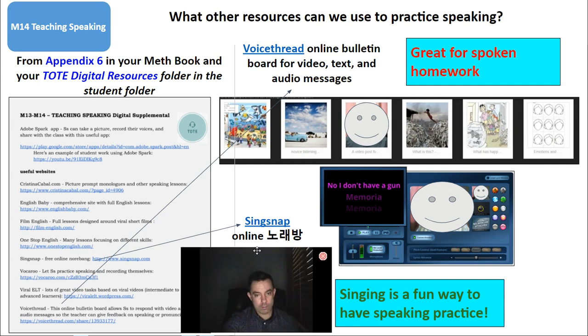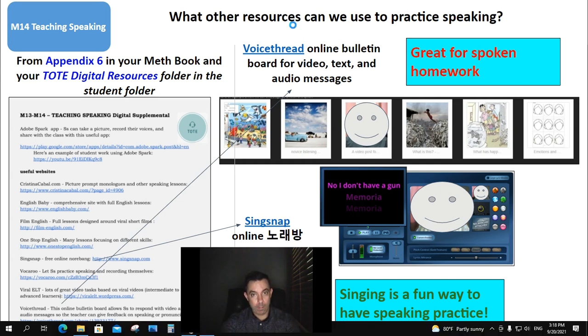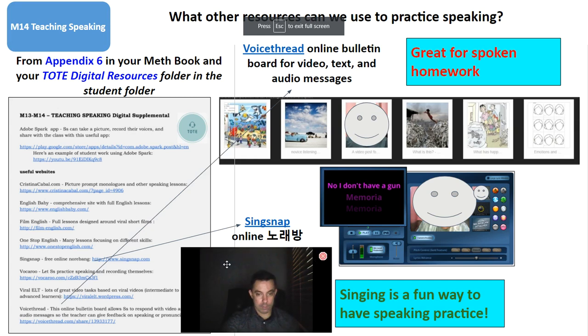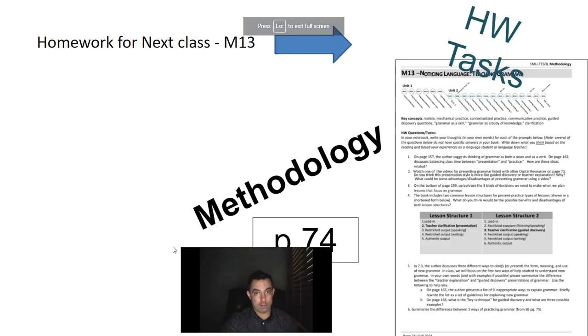There's another one which is kind of fun. It's not really speaking, it's more like singing. SingSnap is an online noraebang, and it was completely free. And I actually went to this online noraebang and I checked it out. And yeah, that was me. I think I was singing Gangnam Style. Don't tell anybody. Okay, so those are some digital resources you could check out if you have a chance.